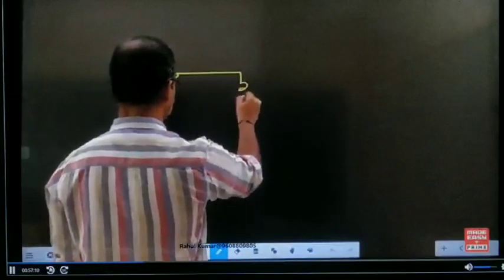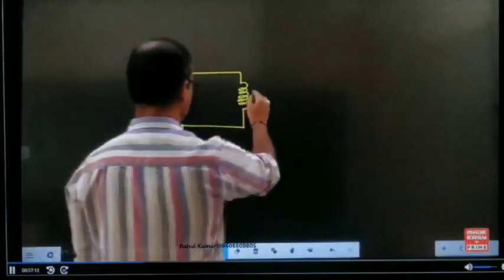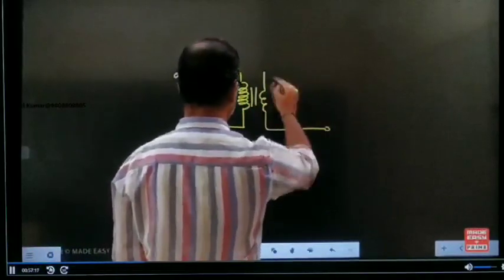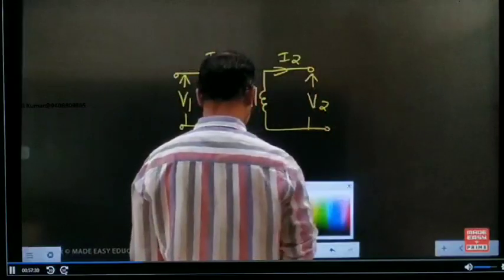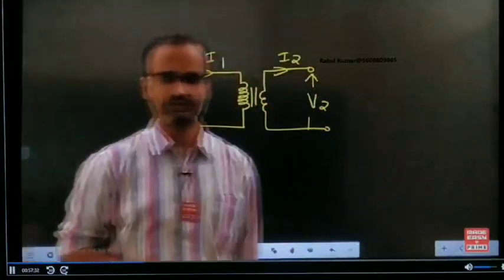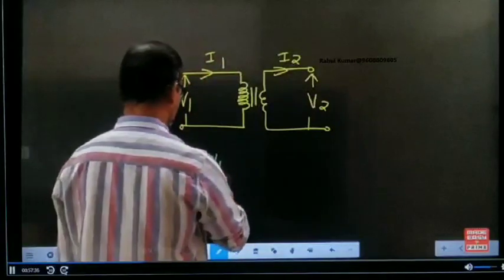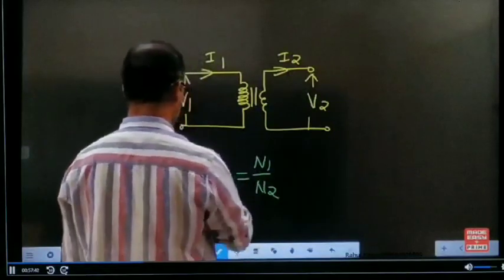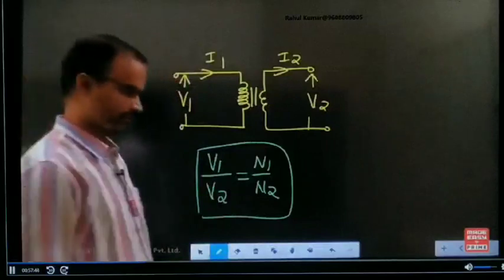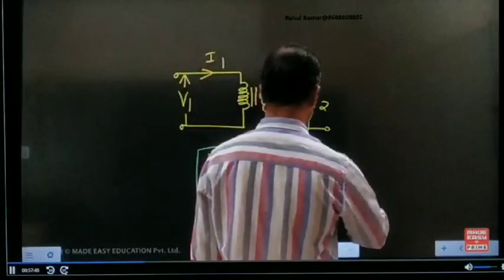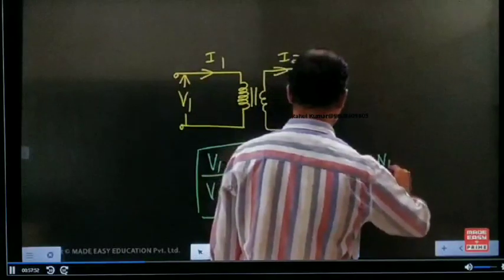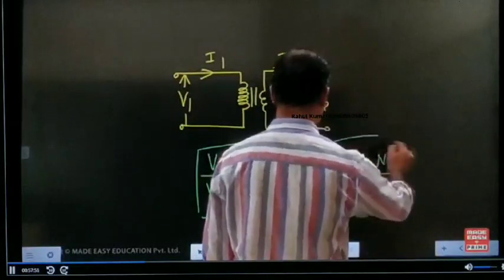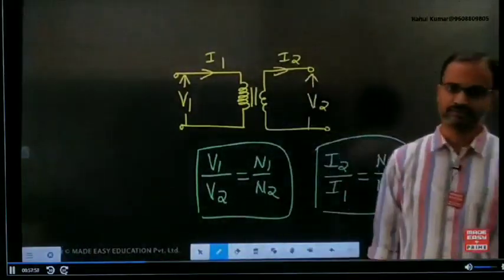And one more point: generally, corresponding to a transformer, every time we conclude that the voltage ratio is directly proportional to the turns ratio. We give a statement that the voltage ratio is directly proportional to turns ratio, and we give one more statement that the current ratio is inversely proportional to turns ratio. Generally, for many problems we go like this.